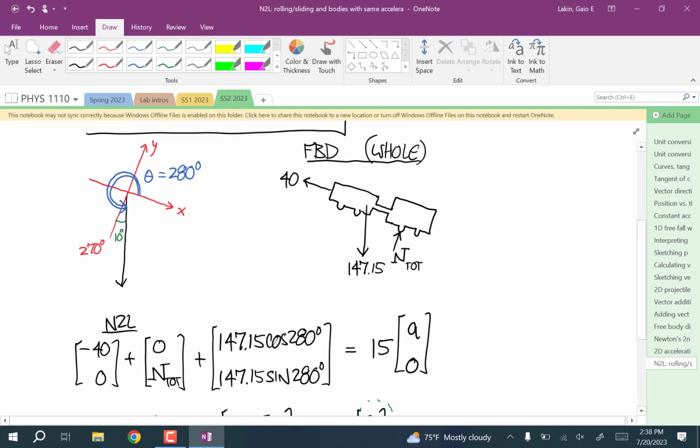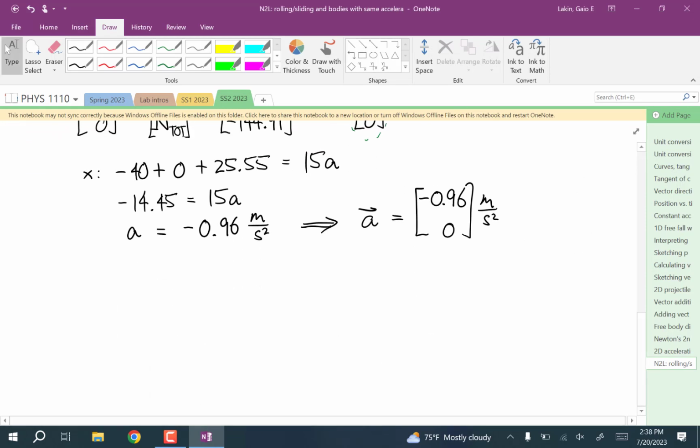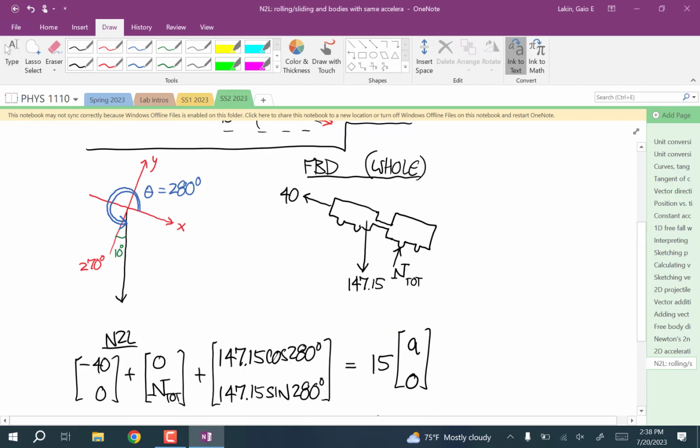Another way you can think of that is it's in the negative x direction of our coordinate system that we chose, so it's this way, with a magnitude of 0.96 meters per second squared. Okay, so that's part A.